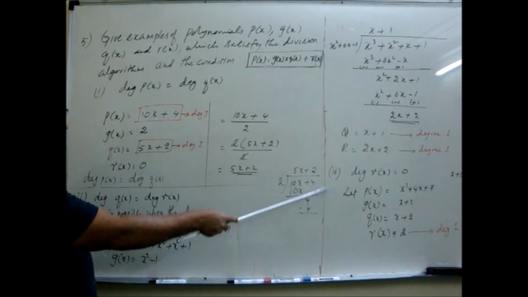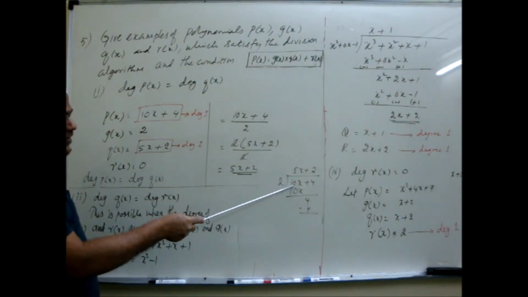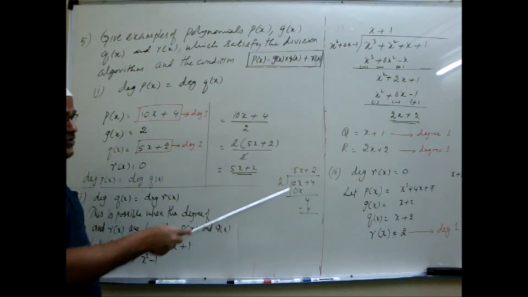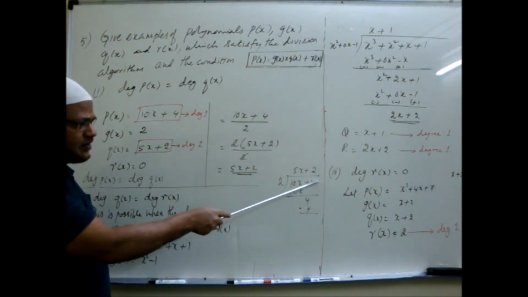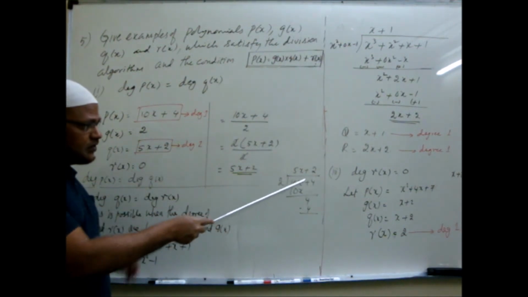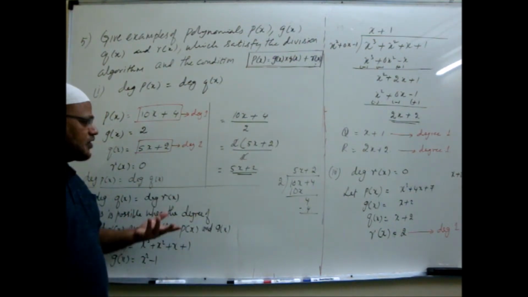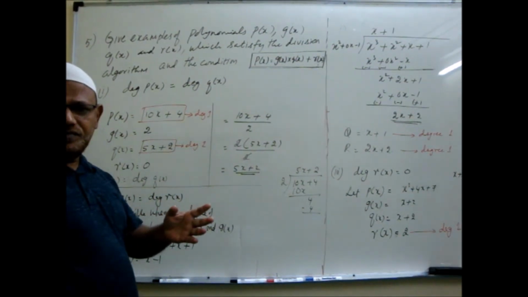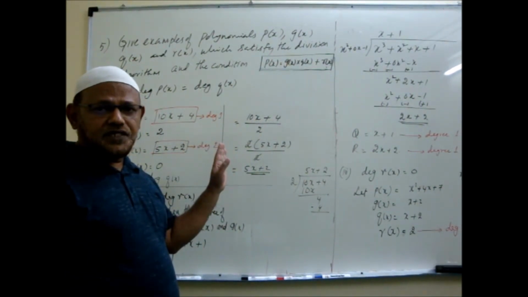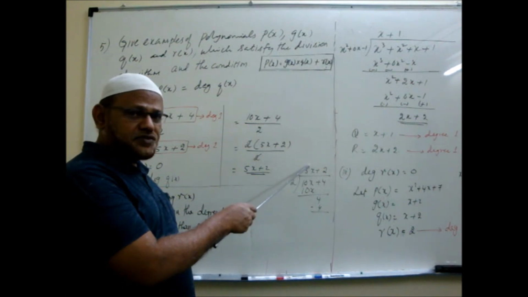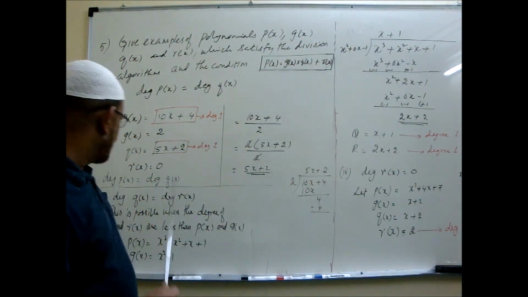Or divide like this, whatever the way. What happens now? Dividend 10x plus 4, quotient 5x plus 2. Here, what is the degree? Degree of dividend 1, degree of quotient 1, the same degree. So if you divide any polynomial by a constant polynomial, there will not be any change in the degree of the quotient and that of the dividend. This is clear now? This is what we are doing here.